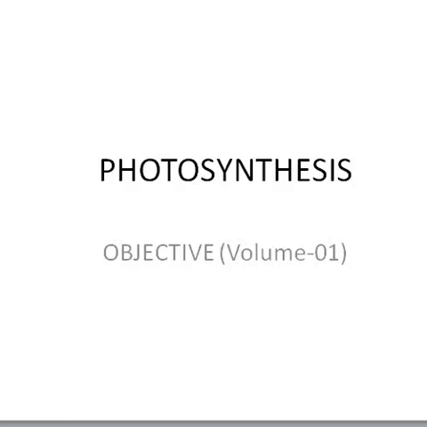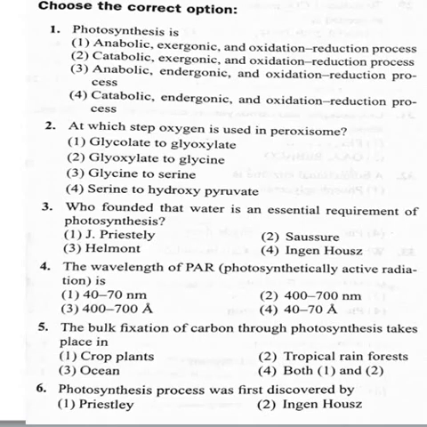Dear students, we are going to discuss some of the important bits in photosynthesis as an objective part. So coming to the first bit here, photosynthesis is option 1 anabolic, exergonic and oxidation reduction process. Option 2 catabolic, exergonic and oxidation reduction process. Third option anabolic, endergonic and oxidation reduction process. Fourth option catabolic, endergonic and oxidation reduction process.